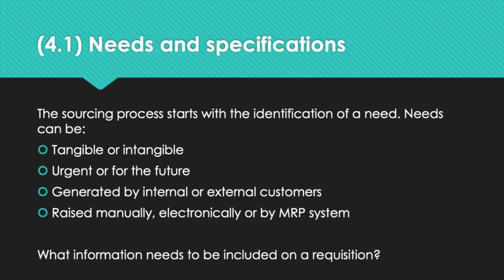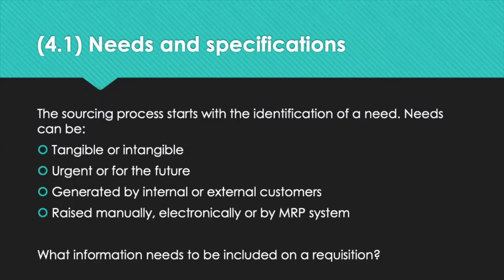Now, the sourcing process starts with the identification of need. And as we know, a need can be something that's tangible or intangible, something you can physically see and touch like a product, or something that you can't, like a service. Those needs can be urgent or for something in the future, meaning you can be reactive or even proactive. The need can be generated by internal or external customers and raised manually, electronically, or using a materials requirement planning system, an MRP system.